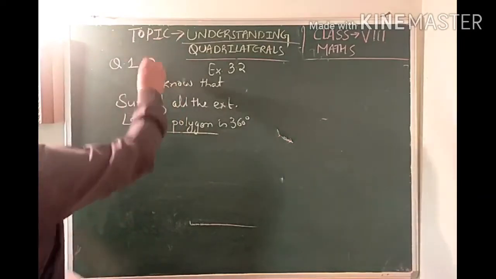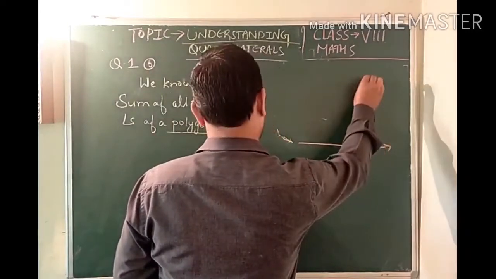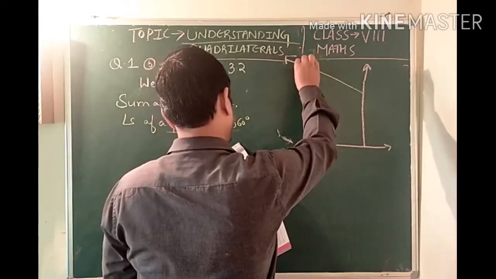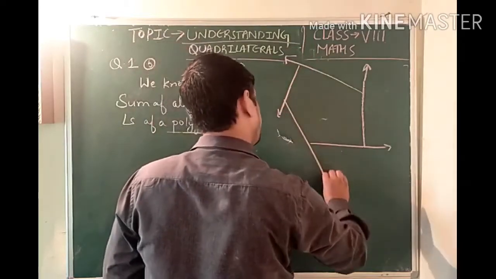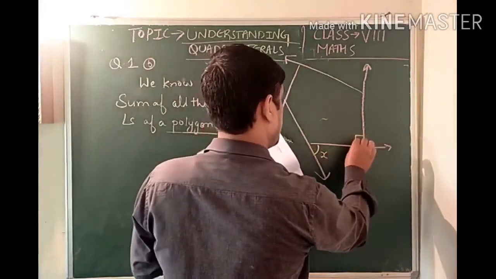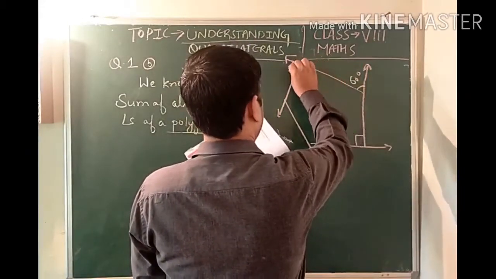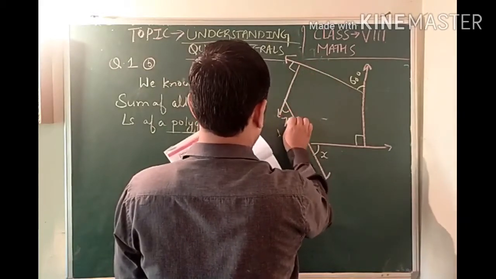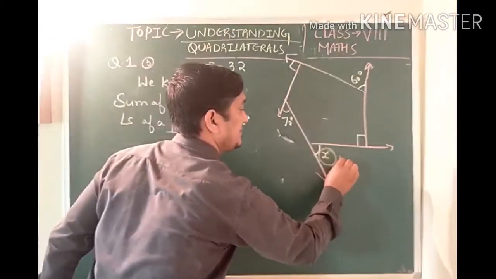B part now. Here we have this value is x, this is 90 degrees, this is 60 degrees, this is also 90 degrees, and this is 70 degrees. Now children, here we have to find the value of this exterior angle, that is x.